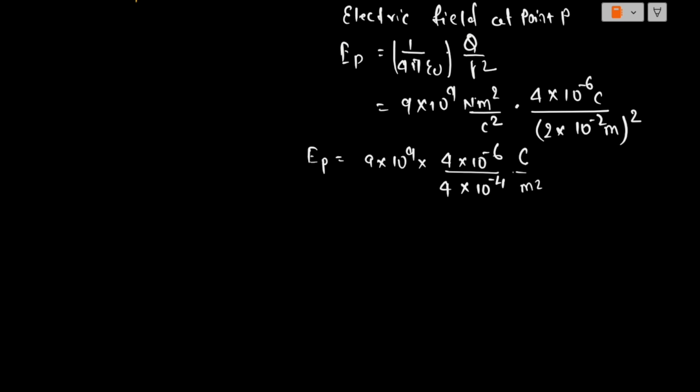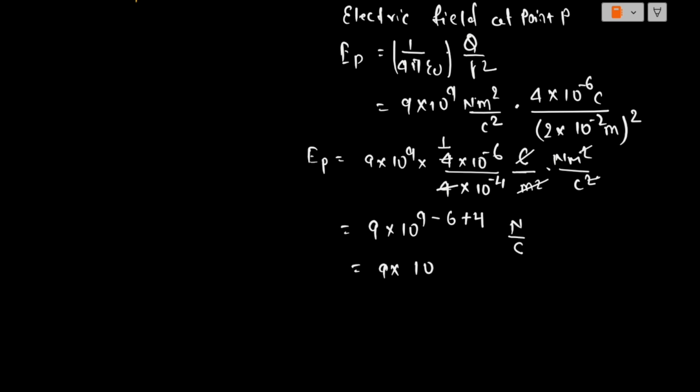So now let's sort out the SI unit. The SI unit is Coulomb over meter square here, and Newton meter square per Coulomb square here. So Coulomb over Coulomb would be cancelled out, meter square would be cancelled out, and only Newton per Coulomb would remain. Now let's sort out the magnitude. So 4 and 4 would be cancelled out by 1. Now this would be 9 into 10 to the power 9 minus 6 plus 4, and this would be Newton over Coulomb. So we can simplify it: 9 plus 4 is 13, and 13 minus 6 would be equal to 7, right? So 9 into 10 to the power 7 Newton over Coulomb.